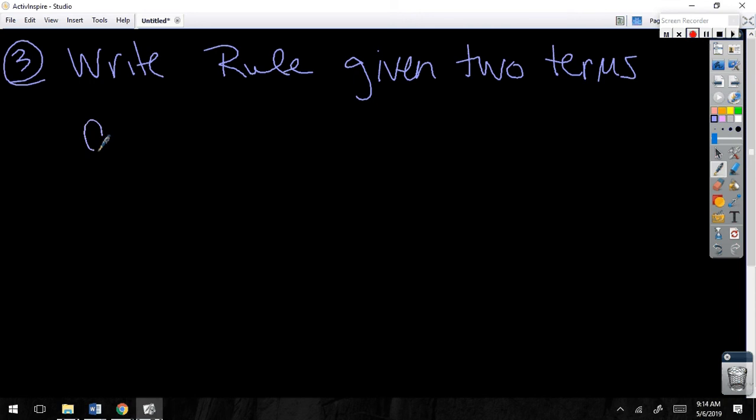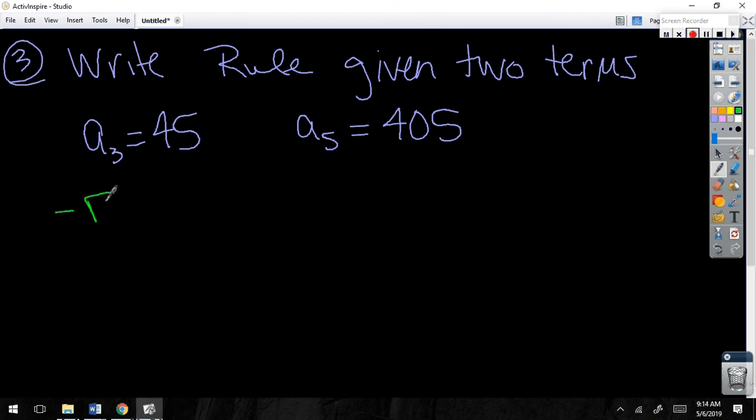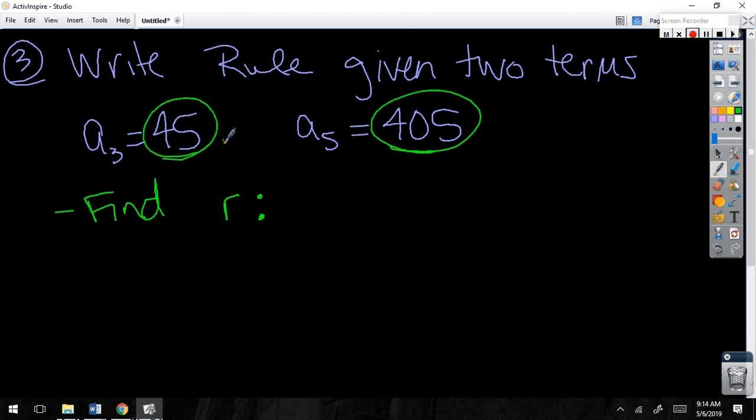So let's see... Let's say I had A sub 3 equals 45 and A sub 5 equals 405. First thing I'm going to do is find R. To do that, since we're talking about ratios, right? I'm going to divide the 2 terms. 405 divided by 45.